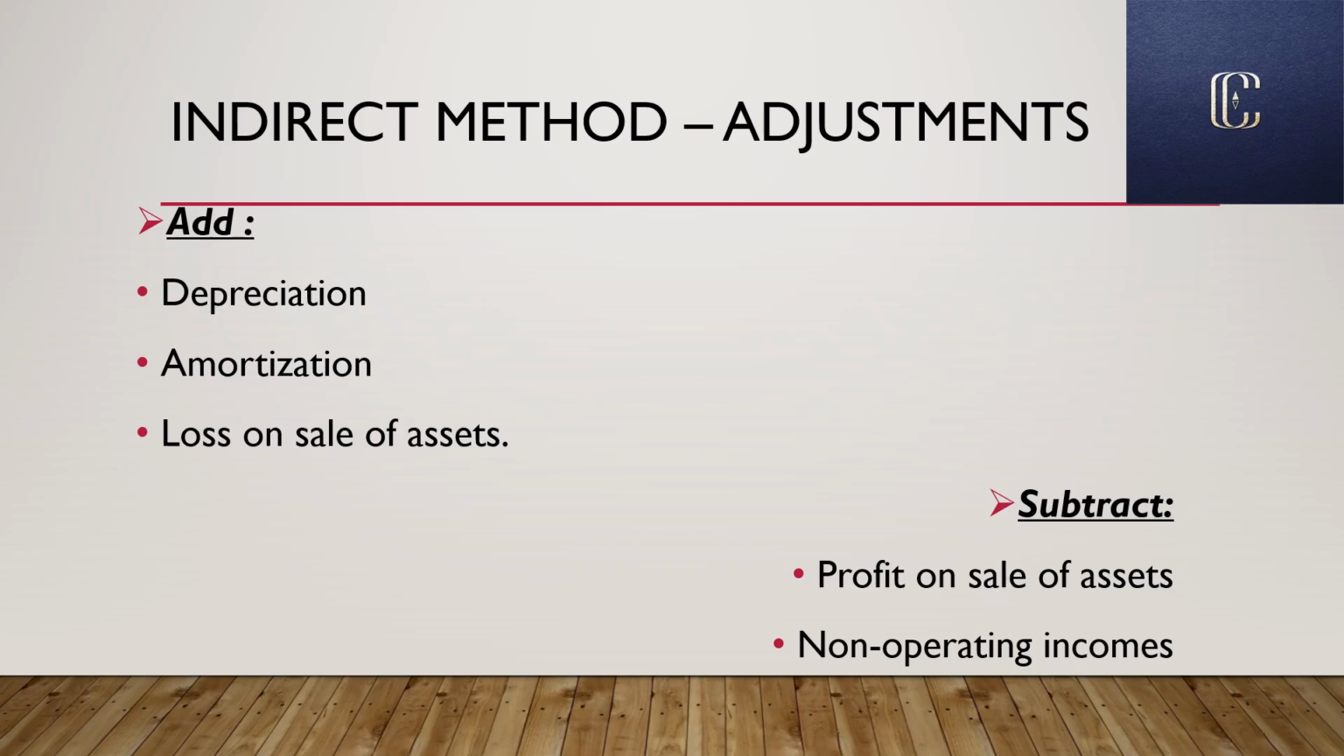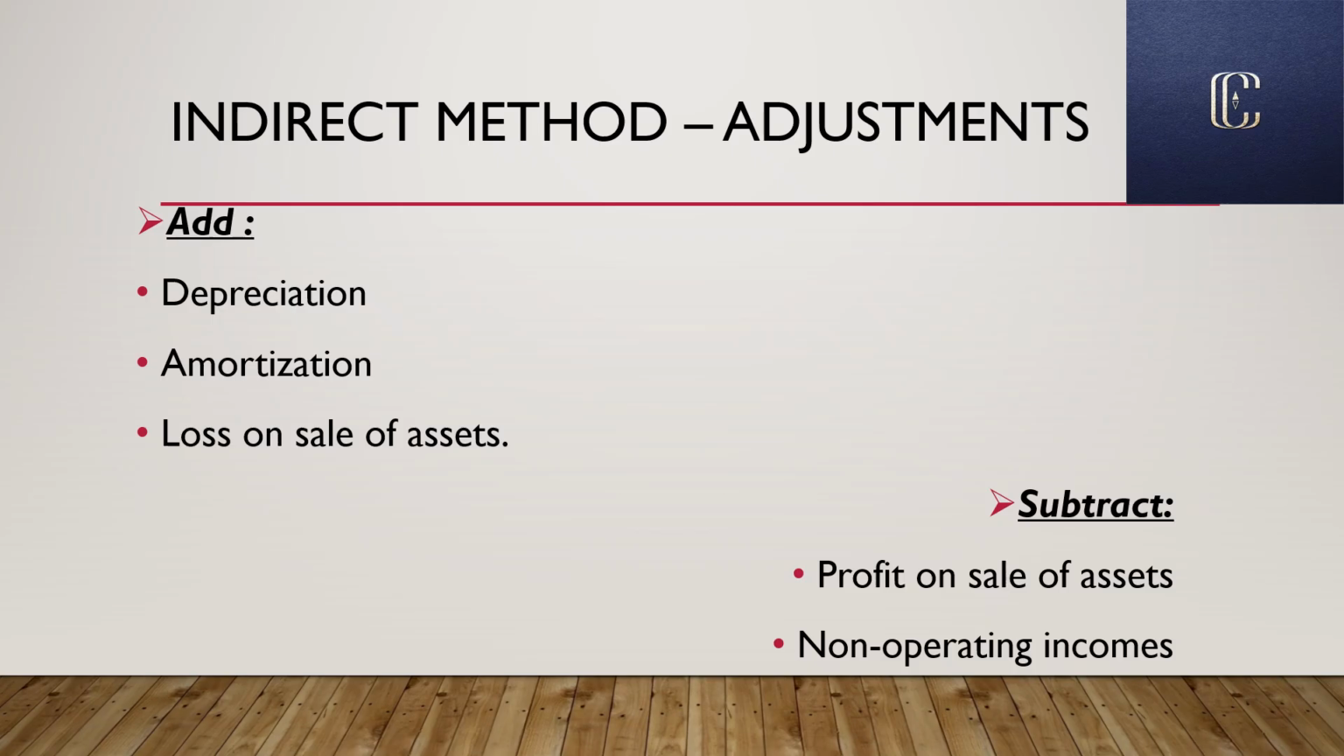The third one is loss on sale of assets. Suppose the machine's book value is 50,000 rupees, sold for 40,000 rupees. The loss is 10,000 rupees. This loss reduces profit, but the actual cash received, 40,000 rupees, is shown in investing activities, not operating. To avoid double counting, we add back the loss to operating profit.